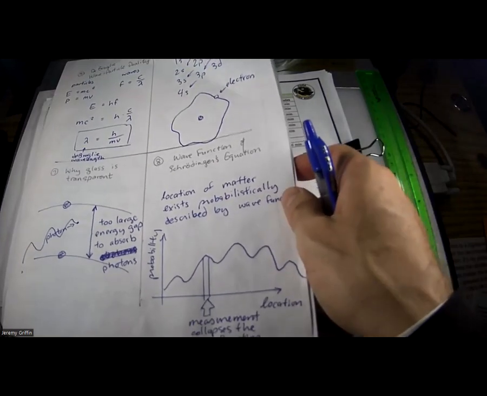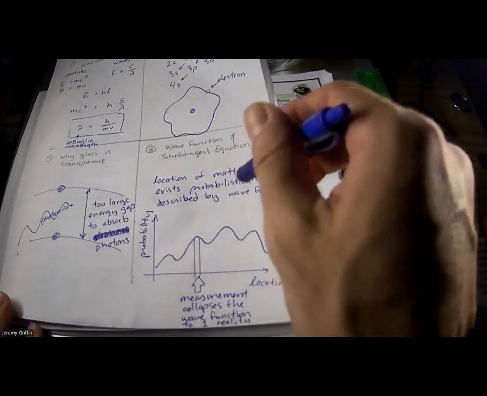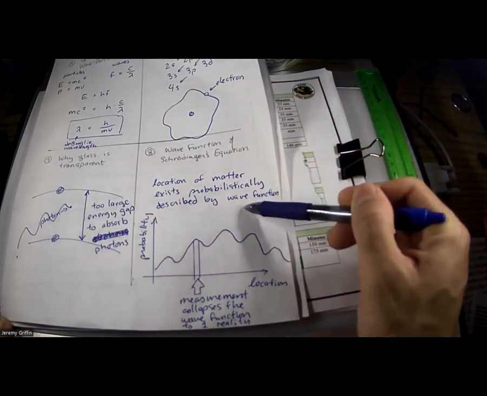Okay, so now we've got this wave-particle duality pretty well established. You know what else is probabilistic? The existence of matter at all. Now here's where we get into something called Schrodinger's equation, the wave function of Schrodinger's equation.